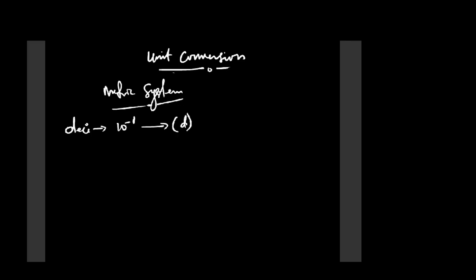So the metric system is very, very important. Let's start from the very small ones. The very first one we are going to look at is deci. Deci is 10 raised to power minus 1, and the abbreviation is d. So 5 decimeter simply means 5 multiplied by 10 raised to power minus 1, and that means 0.5 meter. That's what deci simply means.